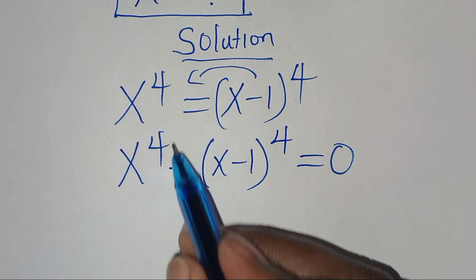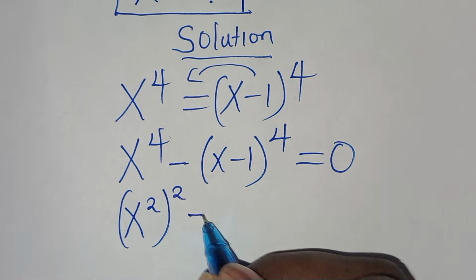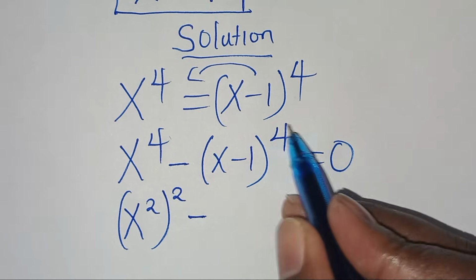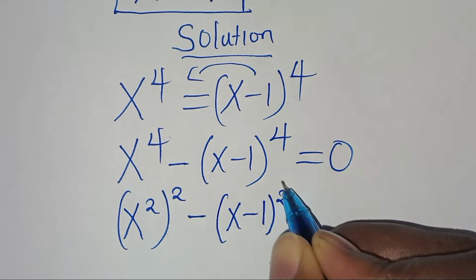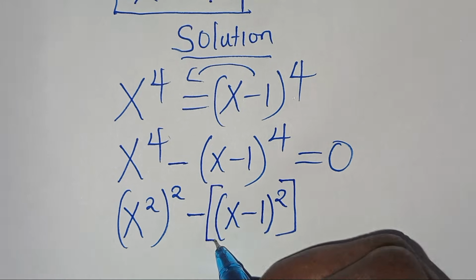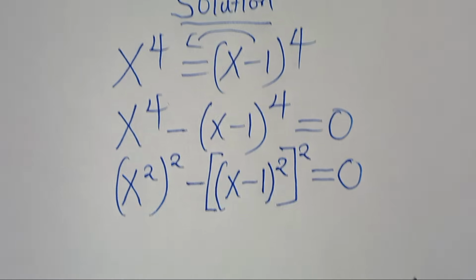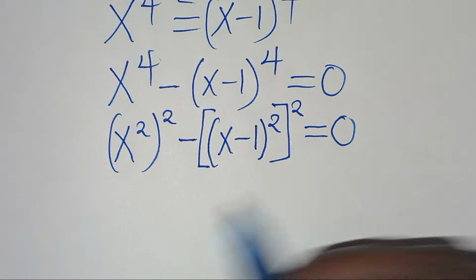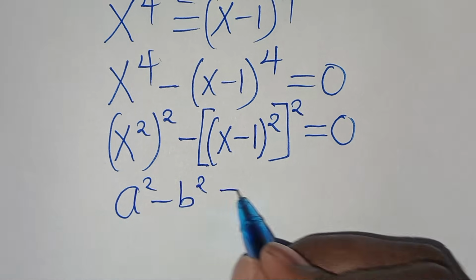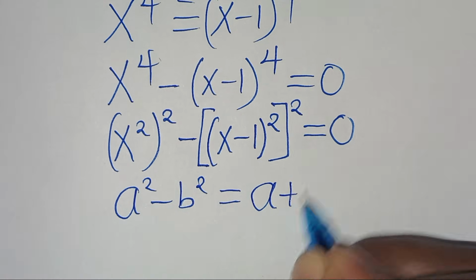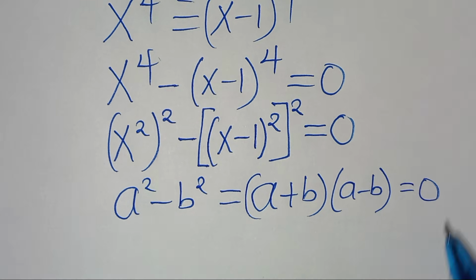We can express x to the power of 4 as (x squared) raised to the power of 2, subtract (x minus 1) to the power of 4, which is the same thing as ((x minus 1) raised to the power of 2), then everything here raised to the power of 2, equal to 0. This equation is in the form of a squared minus b squared, the difference of two perfect squares, that we can express as (a plus b)(a minus b) equal to 0.